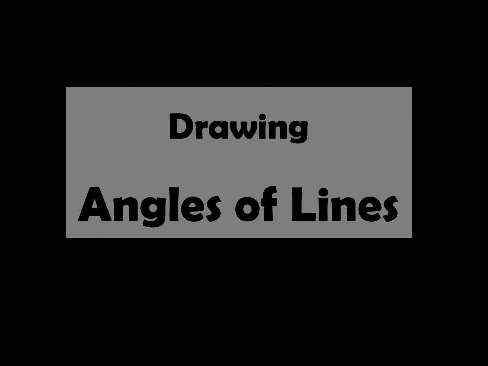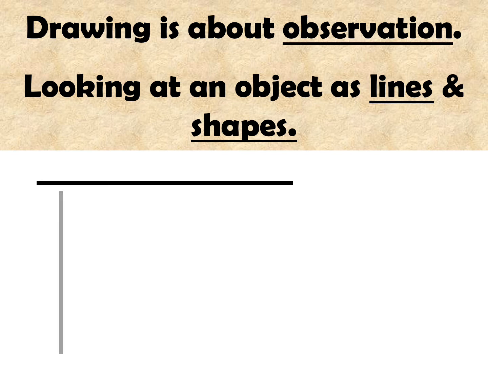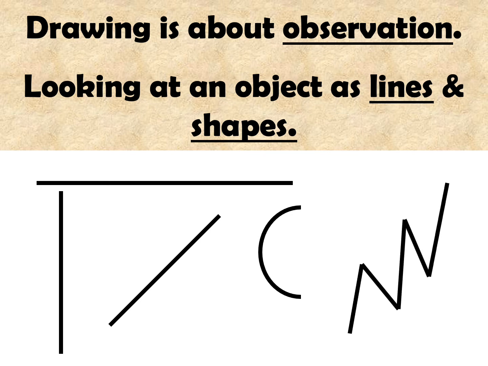Today we're going to look at drawing angles of lines. Drawing is all about observation and looking at objects as lines and shapes. There are basically two types of lines, a straight line and a curved line. Lines have names depending on their direction. This is a horizontal line, vertical, diagonal, curved, and zigzag.